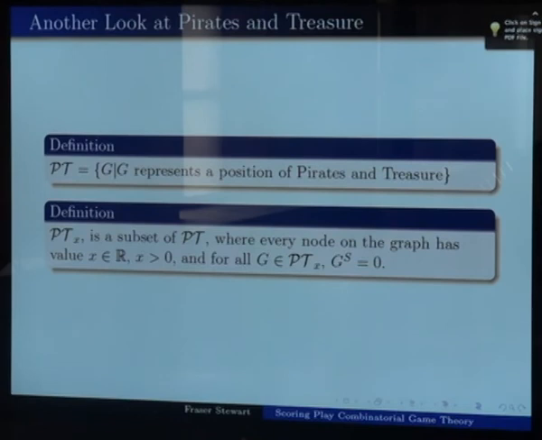For that subset, instead of making all the nodes some random number, we now change the numbers to be some positive number x. For example, it could be 1 or 2. But the point is they all have the same value. Every node on the game graph now has the same value, which is some positive number.